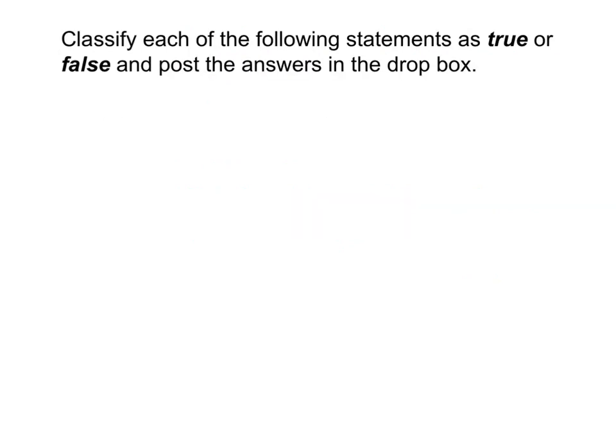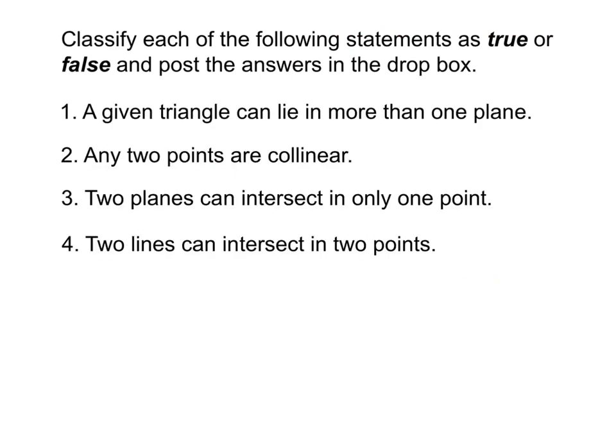Now I would like you to classify each of the following statements as true or false and post the answers in the drop box. Number 1, a given triangle can lie in more than one plane. Number 2, any 2 points are collinear. Number 3, 2 planes can intersect in only one point. And lastly, number 4, 2 lines can intersect in 2 points.